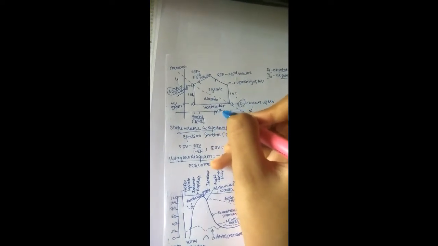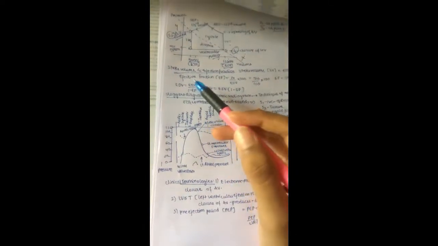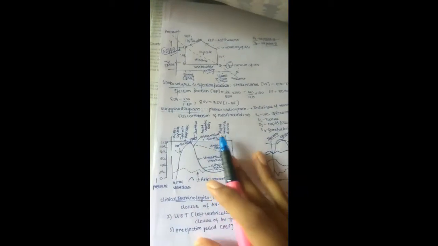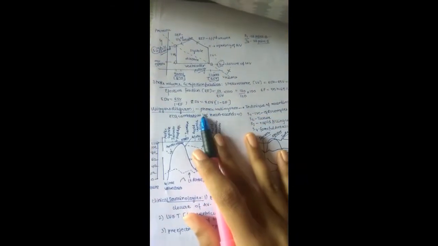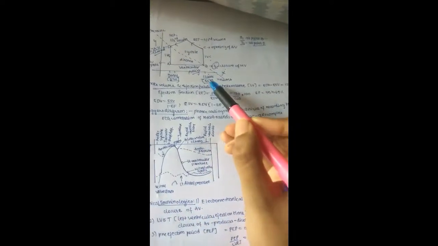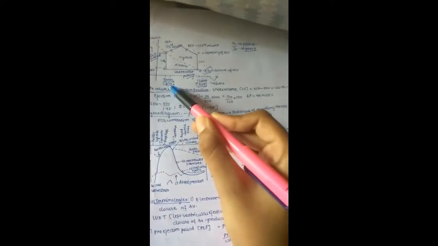So all these are diastolic phases. Now let us see the stroke volume and ejection fraction. From this diagram only we can also find out the formulas for stroke volume and ejection fraction. So what is stroke volume? The stroke volume formula is nothing but end diastolic volume minus end systolic volume.